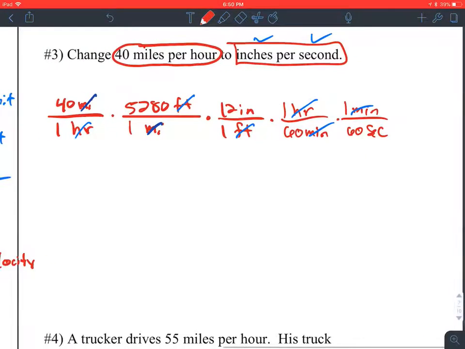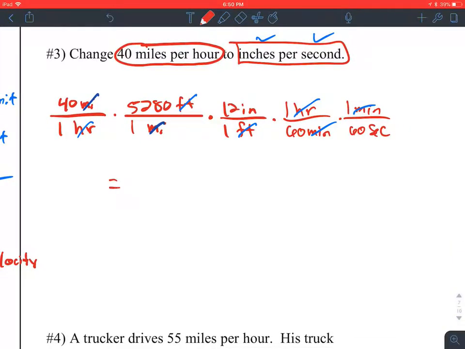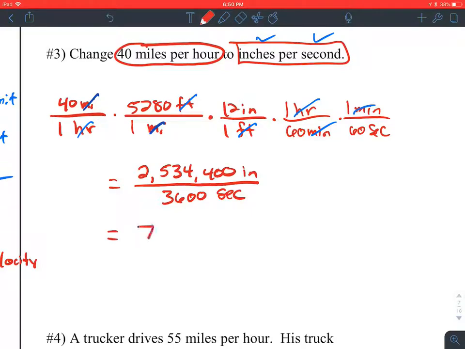If you multiply those little fellas out, multiplying the top, you're going to get, just on some quick mental math, 2,534,400 inches over 3,600 seconds. This is a linear velocity because we're in a linear unit, inches. If you were to divide that, it would come out to be exactly 704 inches per second.